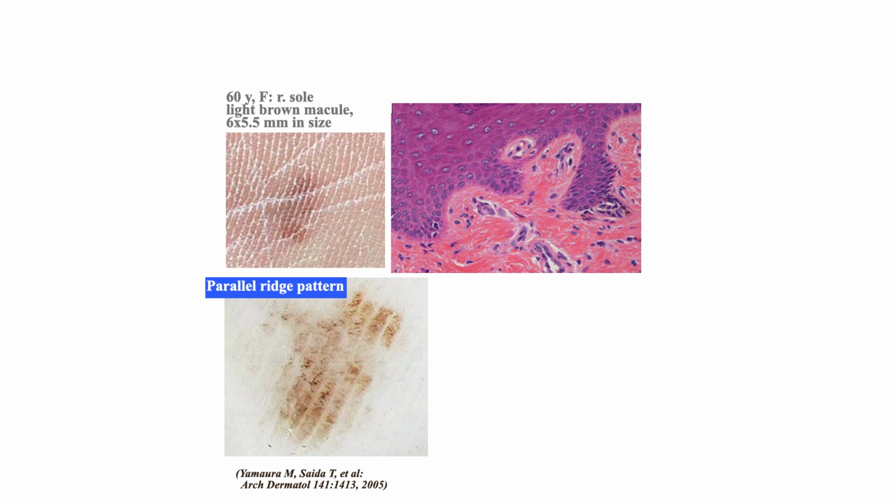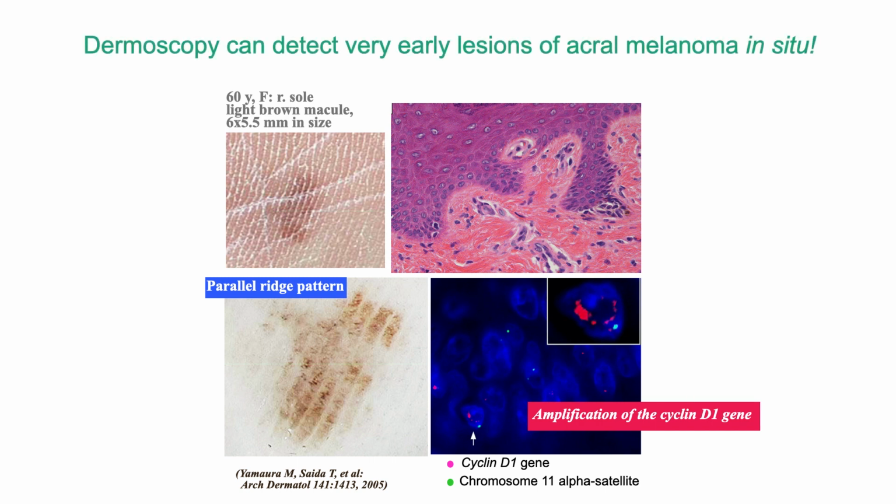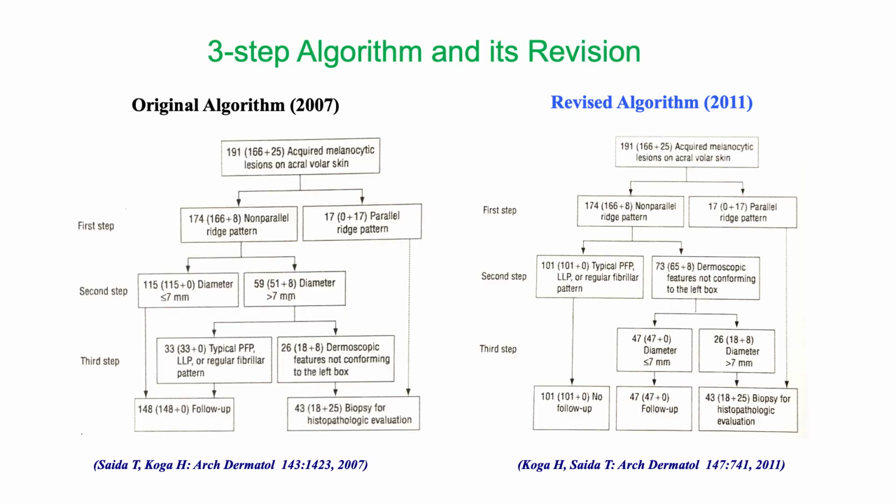We performed tissue analysis of this lesion and found amplification of the cyclin D1 gene. Thereby, the diagnosis of acral melanoma in situ was determined. Thus, by using dermoscopy, we can detect very early lesions of acral melanoma in situ.